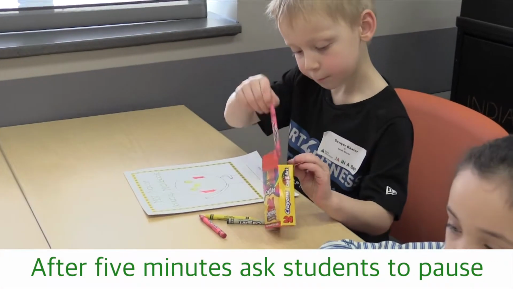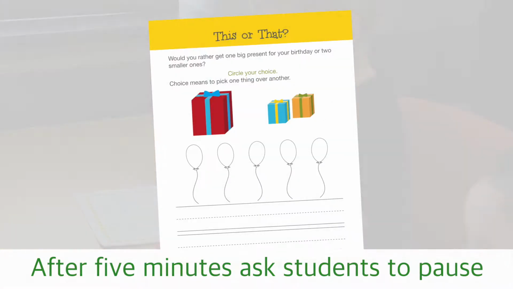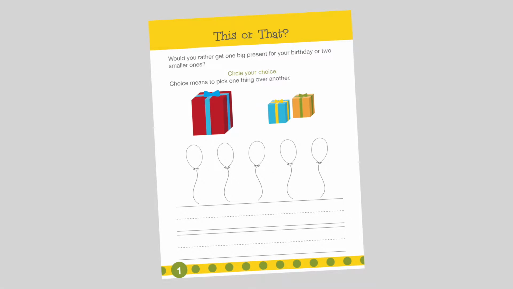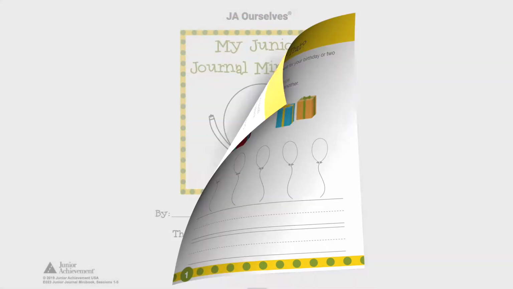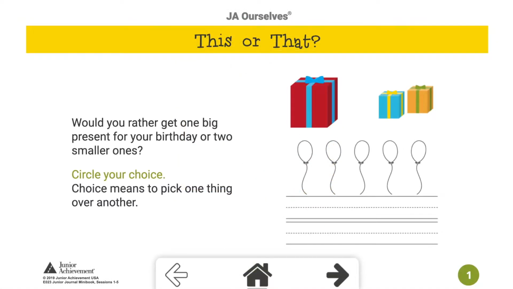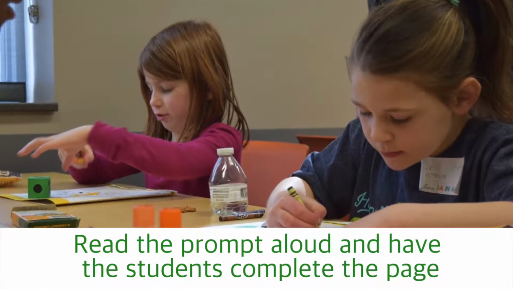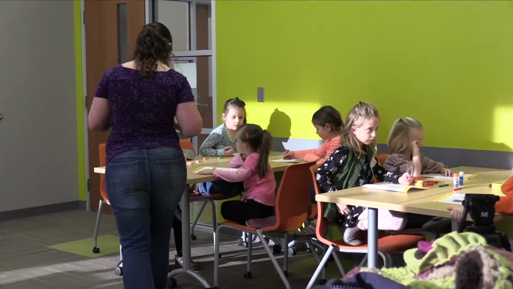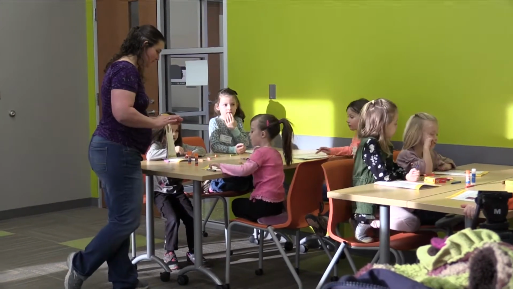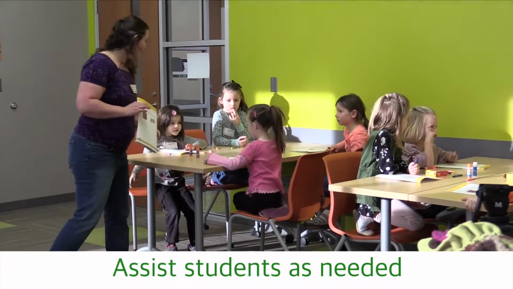After 5 minutes or so, ask students to pause and turn to page 1, this or that. Hold up the page for students to see or use the digital asset to introduce the activity. Read the prompt aloud and have students complete the page. You and the teacher can circulate around the room to assist students as needed.